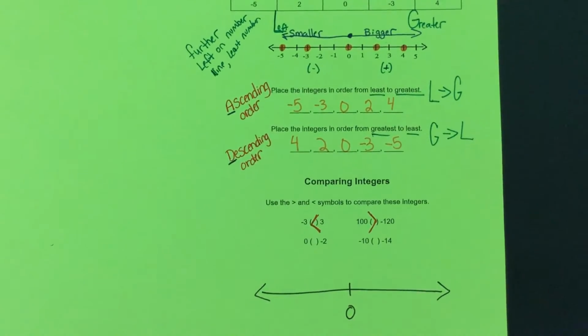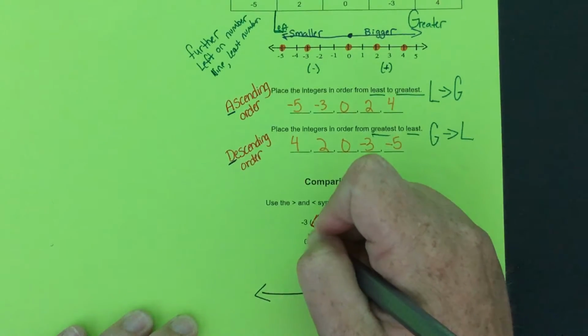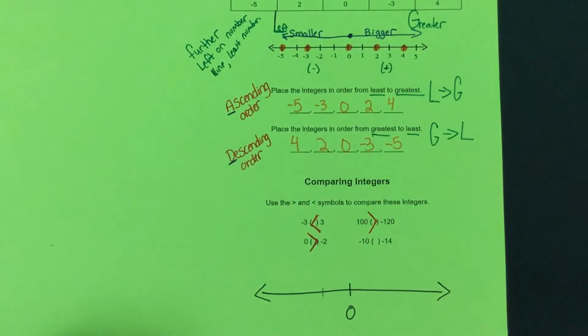What about 0 and negative 2? Tell me. 0 is in the middle. And then negative 2 is on the left. On the left, it's going to come right over here somewhere. So then what would be my comparing them? 0 would be greater than negative 2. Perfect. 0 is greater than negative 2.